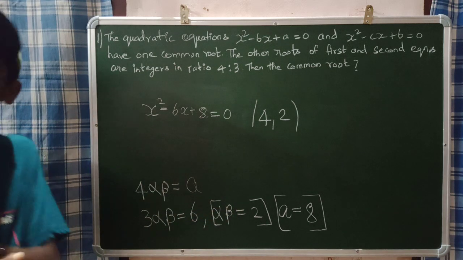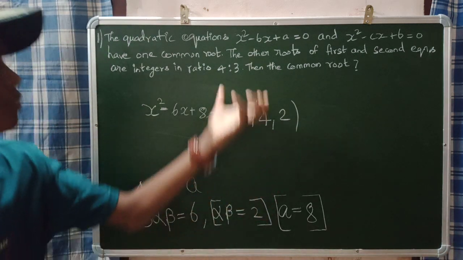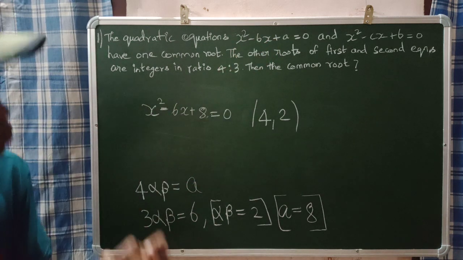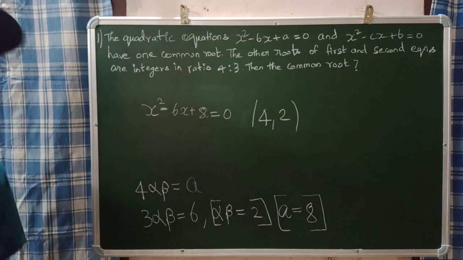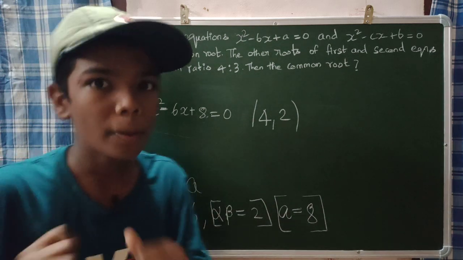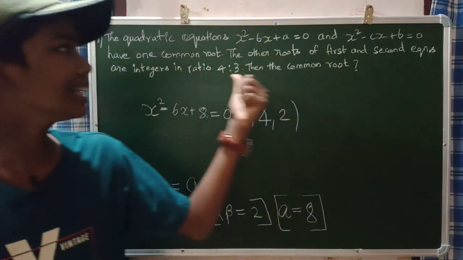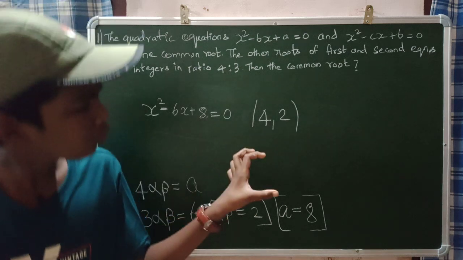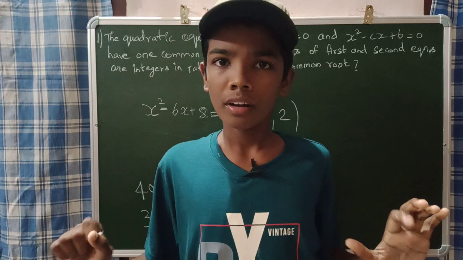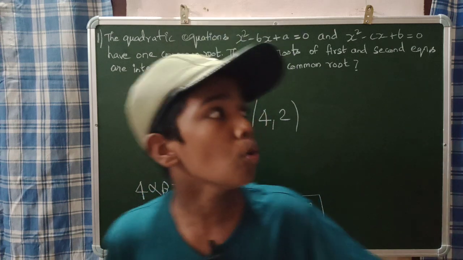Just by your factorization or otherwise your roots formula. So 4 and 2 will be the roots of this first equation. Now try to understand, either 4 or 2 will be the common root, right? But they are asking the value of the common root. Either 4 or 2 will be the common root, but which one will be the common root? How would you choose that? That is by the clue given in the question.